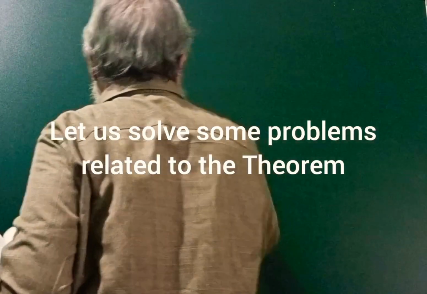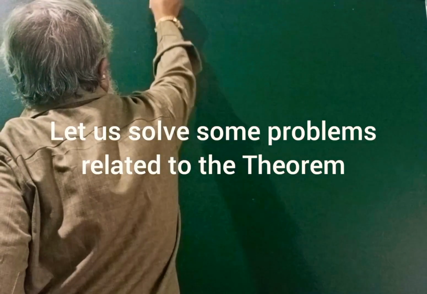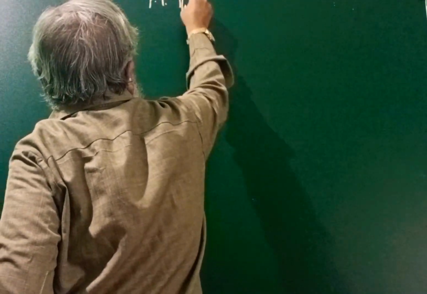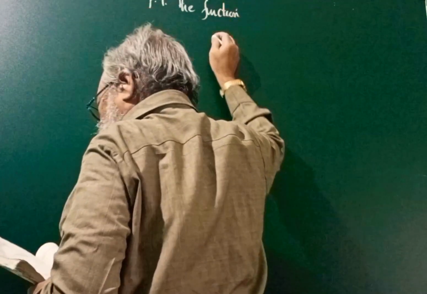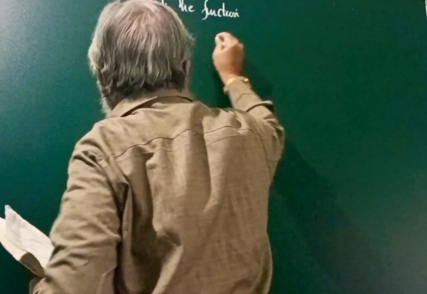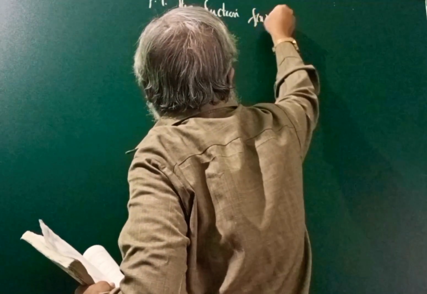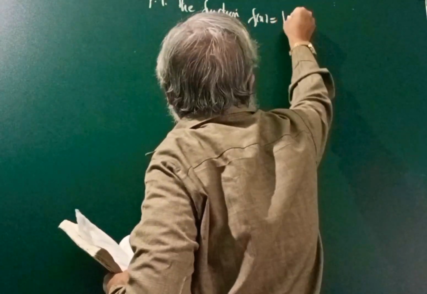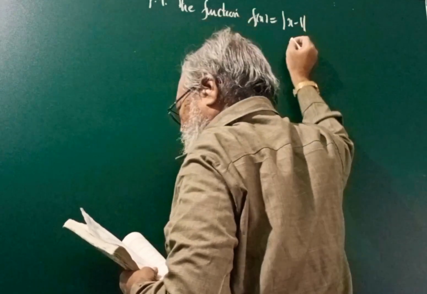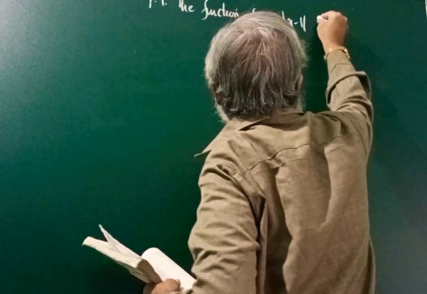Prove that the function f(x) is equal to mod of x minus 1, where x belongs to R.